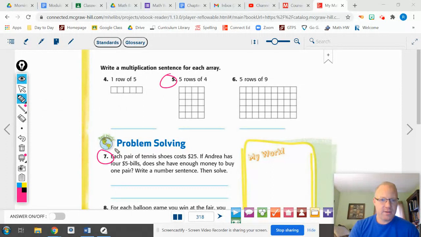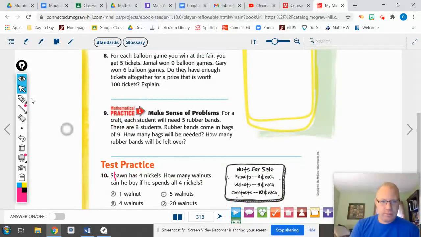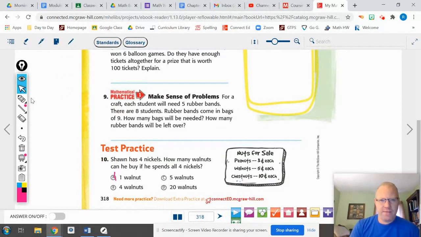Number 7. Each pair of tennis shoes costs $25. If Andrea has 4 $5 bills, does she have enough money? This is the same problem that we just did, except different numbers. So she has 4 $5 bills. Does she have enough to spend $25? Next, for a craft, each student will need 5 rubber bands. There are 8 students.